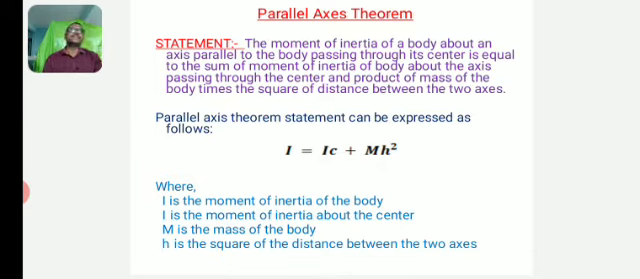The parallel axis theorem statement can be expressed as I is equal to IC plus MH square, where I is the moment of inertia of the body, IC is the moment of inertia about the center, M is the mass of the body, and H is the distance between the two axes.